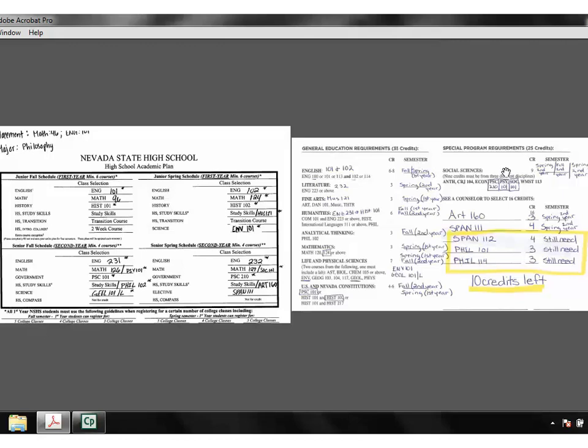Going over to the right for the special programs requirements, we see that, again, right here it says 3 different disciplines. Well, this student did absolutely take 3 classes in 3 different disciplines. We see for electives, this student took Art 160 and Spanish 111. That leaves this student only 3 classes or 10 credits shy of an associate's degree. So for this student, they could graduate from NSHS only 10 credits shy of an associate's degree.